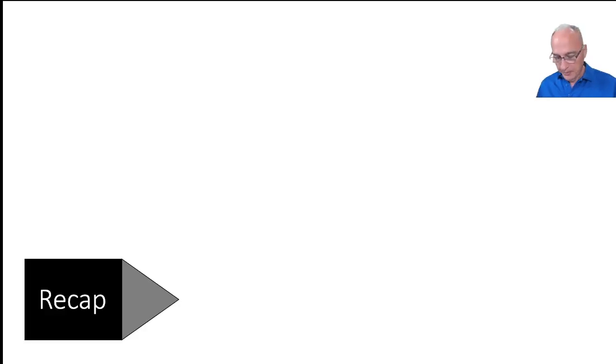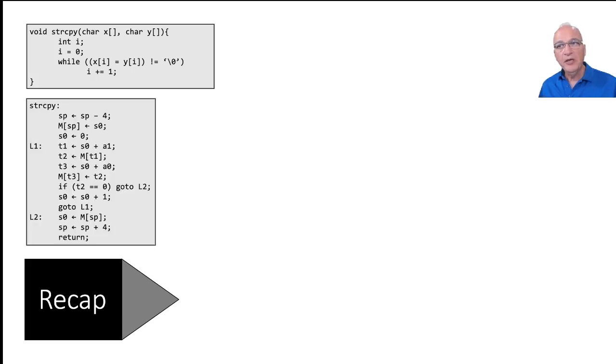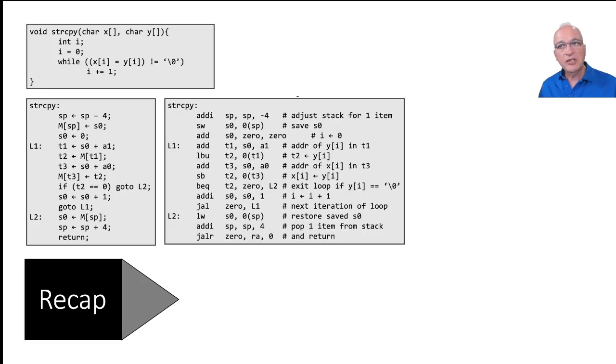So a quick recap of the second part of the lecture. We start with a C version of string copy. We show how we can step by step lower that version until we have intermediate code that is easy to translate into the assembly code for this instruction.